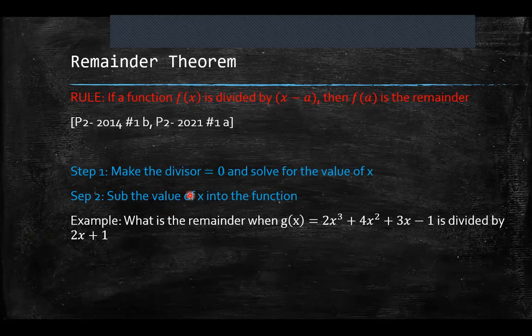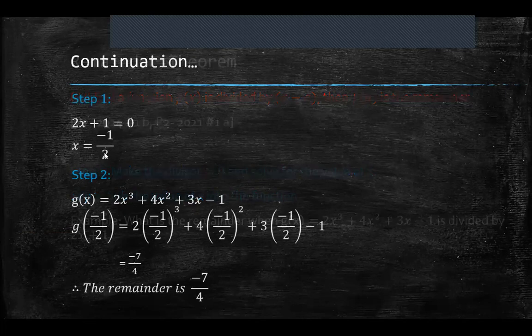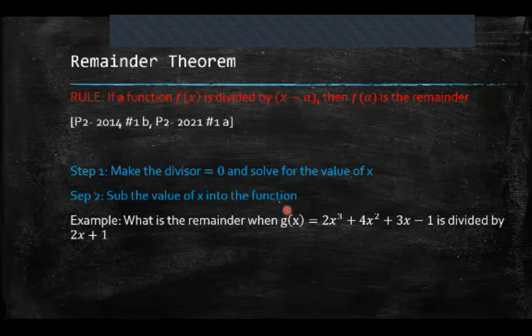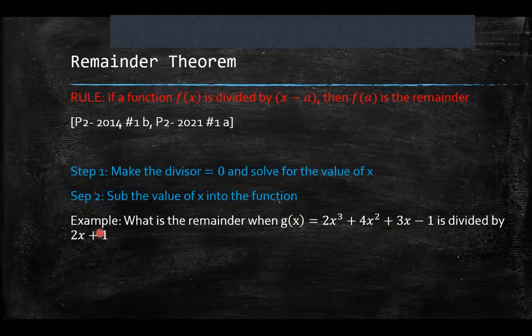Substitute the value of x you just got, which is the minus a half, into the function. The function is g of x. They told us that g of x in this case is 2x cubed plus 4x squared plus 3x minus 1. So what do I mean when I say substitute that value into the function? Well, wherever I see x in the function, I'm going to replace it with minus a half.